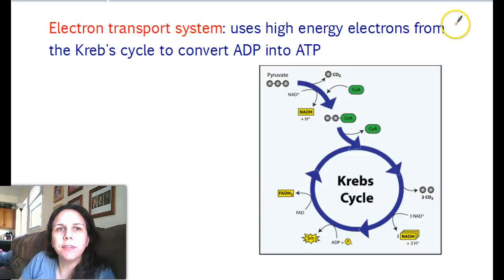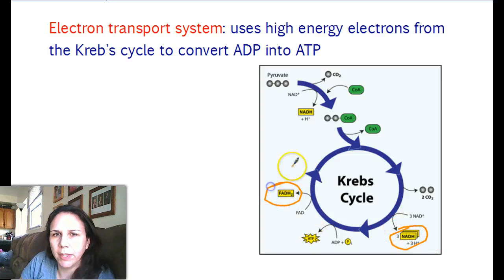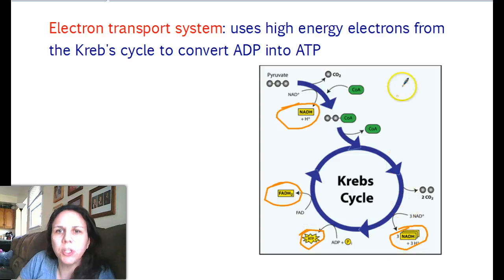And the last set of notes, yay, 5-5, Electron Transport System. So we left off with the Krebs cycle, giving us lots of FADH2s and NADHs and lots of CO2. So let's see where that happens. The Electron Transport System uses high energy electrons from the Krebs cycle, because remember there's some there, some there, and some there, and some ATP over there. So we're going to use all those guys to convert ADP into ATP.